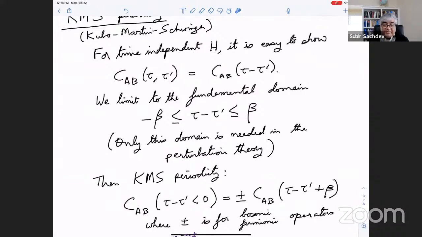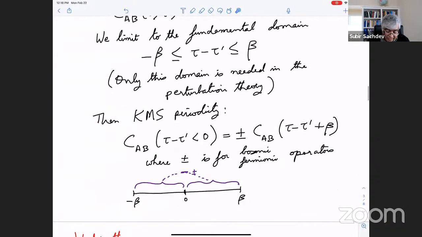When we take the Fourier transform, probably not today, in the next lecture, we just have to remember that this tau is always limited to the fundamental domain, which goes from minus beta to beta. And in this fundamental domain, there's a basic periodicity called the KMS periodicity. So here's the fundamental domain from minus beta to beta of tau minus tau prime. If you take this correlation function in the region from minus beta to zero, it's very simply related to the correlation function in this region. Basically, it's periodic for bosons and anti-periodic for fermions.